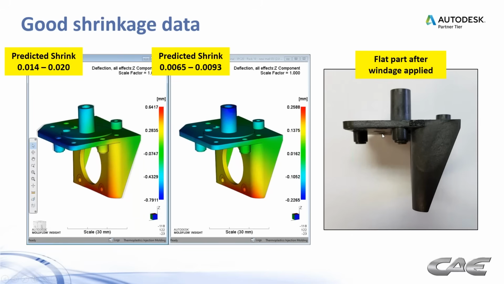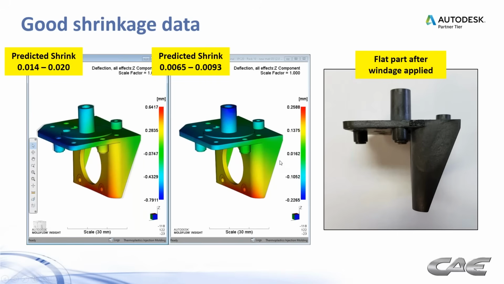So it's incumbent upon the Moldflow analyst to know when to call BS on parts that they think are out of line with reality. And it takes a lot of experience to know when to do that. But the overall message here is that the material properties matter.